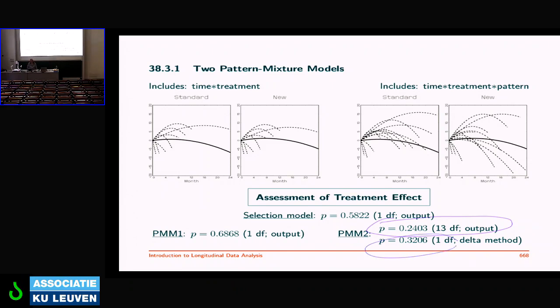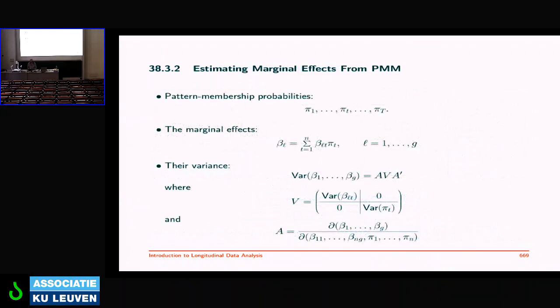But how do you do it then? So all of the treatment effects that I circle now are standard assessments based on either one parameter that's in the model or 13 parameters that are all in the model and for which I have a joint hypothesis. The last one is based on a different quantity which is actually a nonlinear function of model parameters. What model parameters?